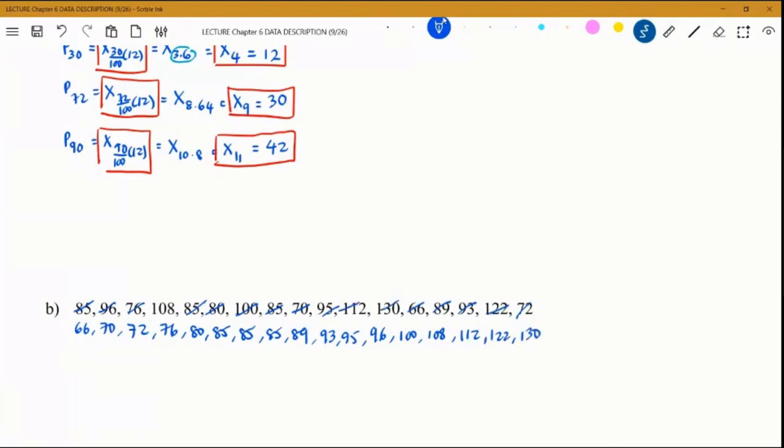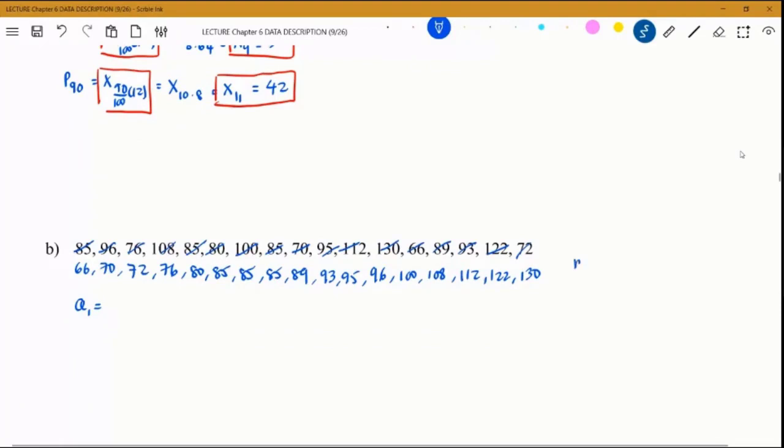So, nak cari first quartile, apa kita patut buat? N kamu berapa? How many data do we have? N kita adalah 17. Okay. So observation 17 divided by 4. We're gonna have decimal, right? Which is 4.25. So we round up, we're gonna have observation yang kelima. So directly we have 80. And then the third quartile, which is observation 17 times 3 divided by 4. So we're gonna have 12.75.